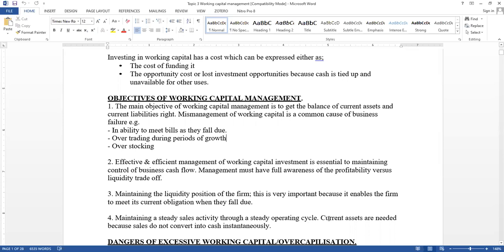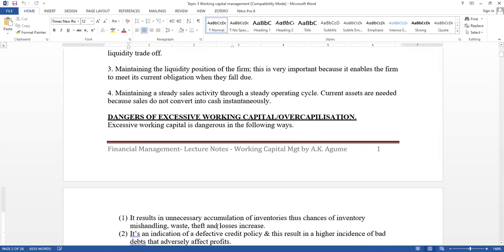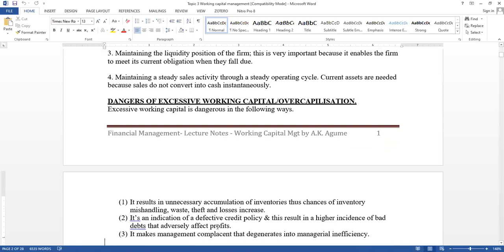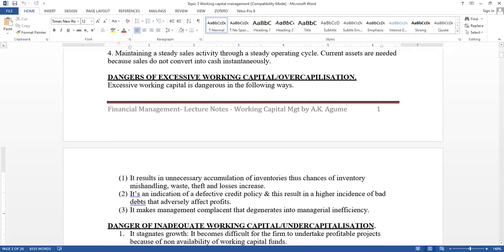Because you know that some current assets are needed because sales do not convert into cash immediately or instantaneously. You may not get the money immediately. You may find that you've sold, yes, but it takes quite some time for you to receive that money. What are the dangers when you find that your working capital is too much? Too much working capital is bad. Also, if it is inadequate, it is also not good. That's why we are saying that you need to strike a balance.